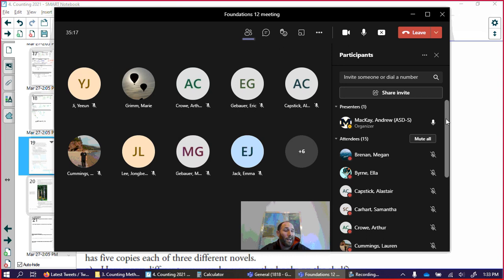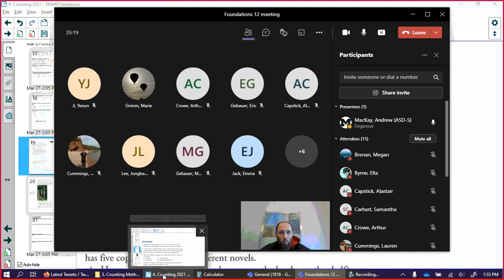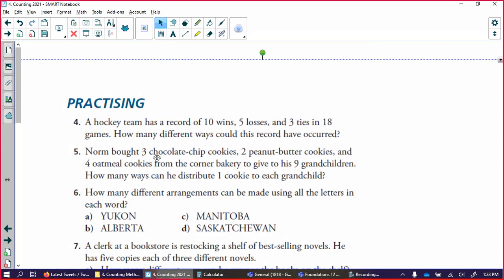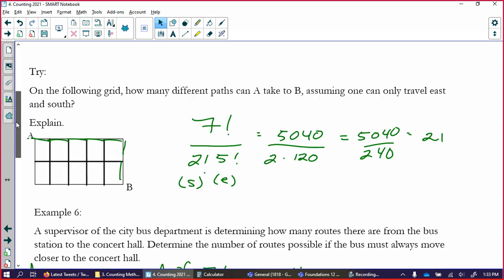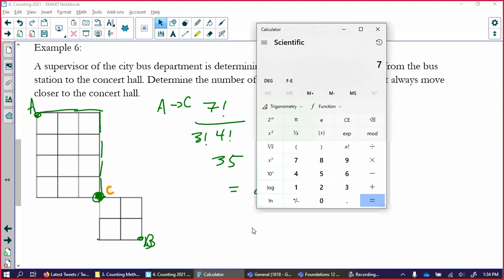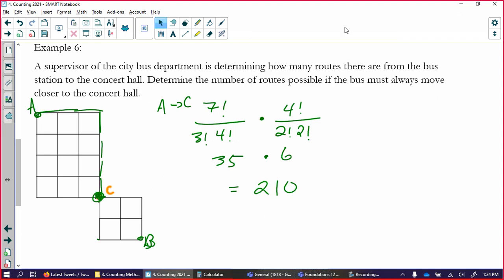You have a question? About what? This one? How did we do the first part of the multiplication? How do we get 35? I just did it on the calculator. That's 7 factorial. 3 times 2 is 6, so I'm going to divide that by 6. 4 times 3 is 12, then 24. I just put that all in the calculator at once.